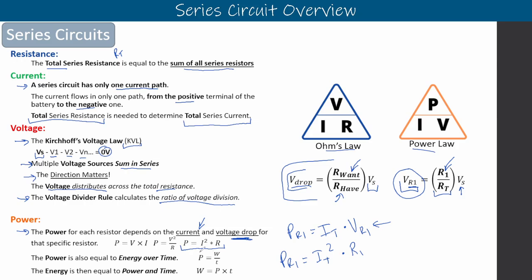We also recall that power is also equal to work over time, and that work is equal to power times time, and those two are going to come in later when we get into nonlinear resistances, which can also be put in series and parallel.